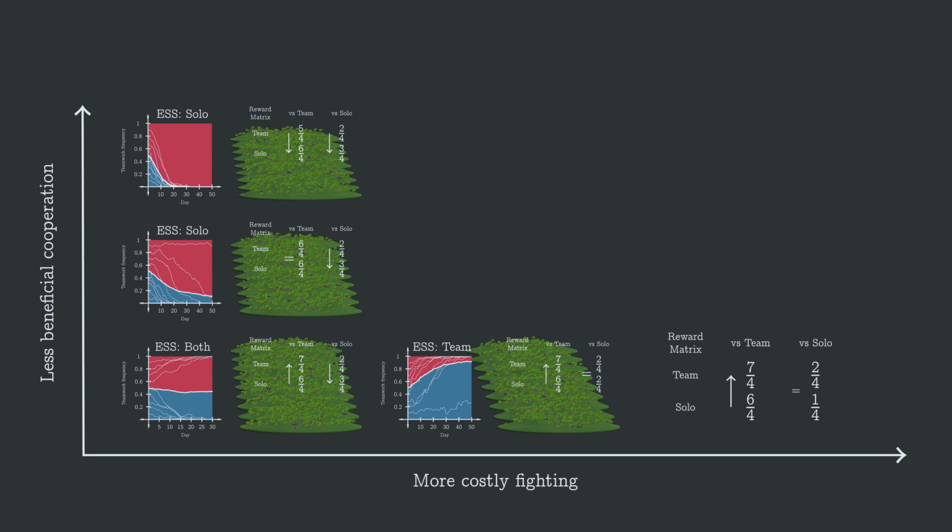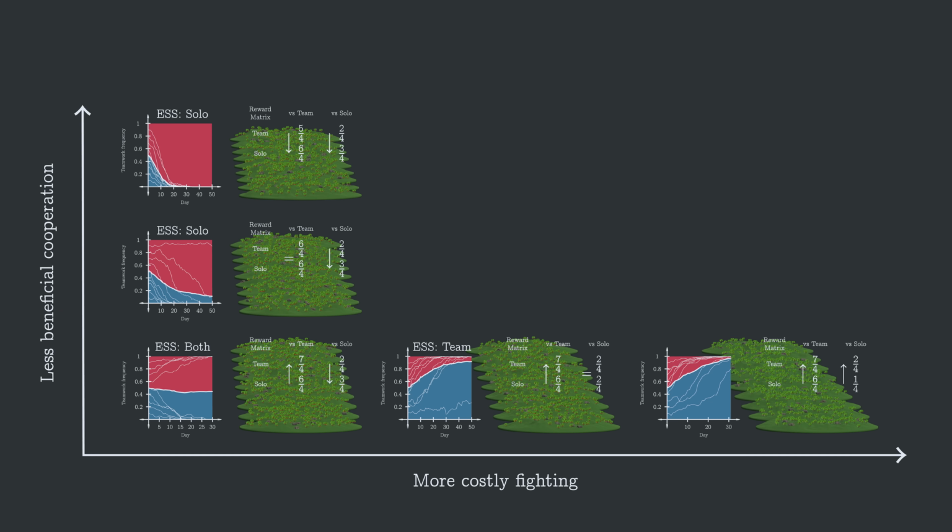Next, let's make fighting even more costly, and this one is a mirror image of the prisoner's dilemma situation. So as you might expect, the results are opposite. Teamwork is an evolutionarily stable strategy, and solo blobs get their butts kicked. We've only changed one of the payoffs at a time, but we could combine these changes to get 4 more cases, and these are worth looking at as well.